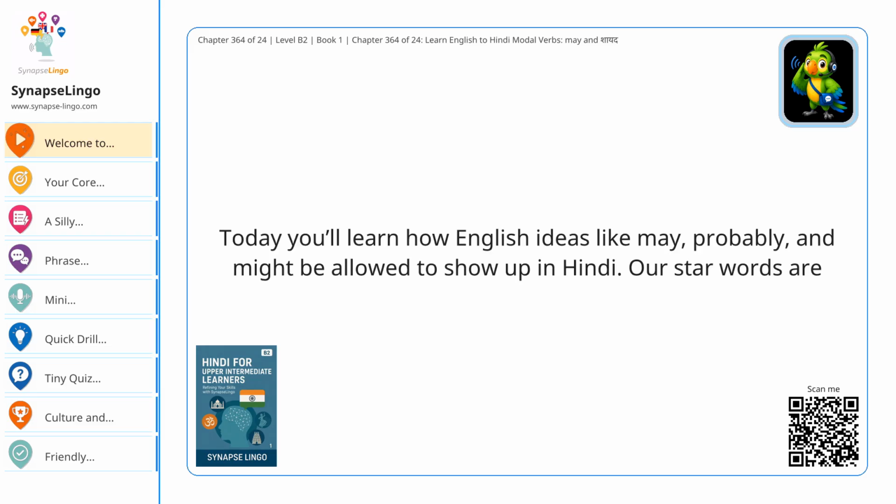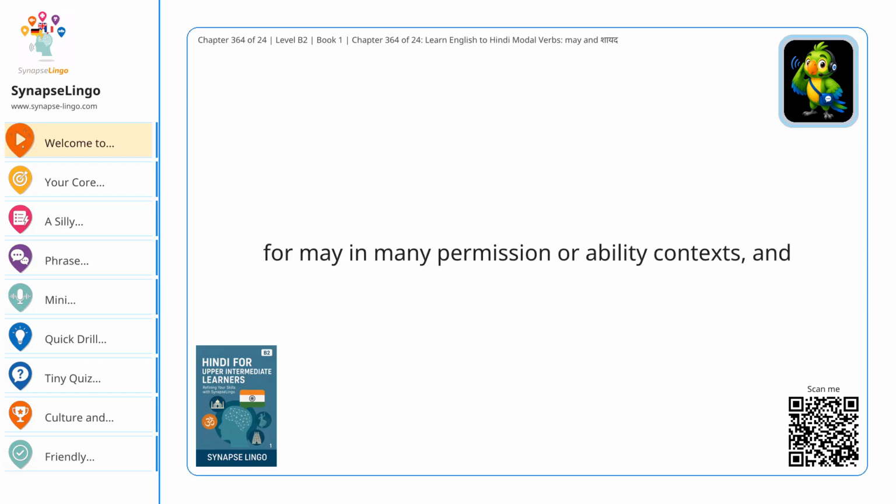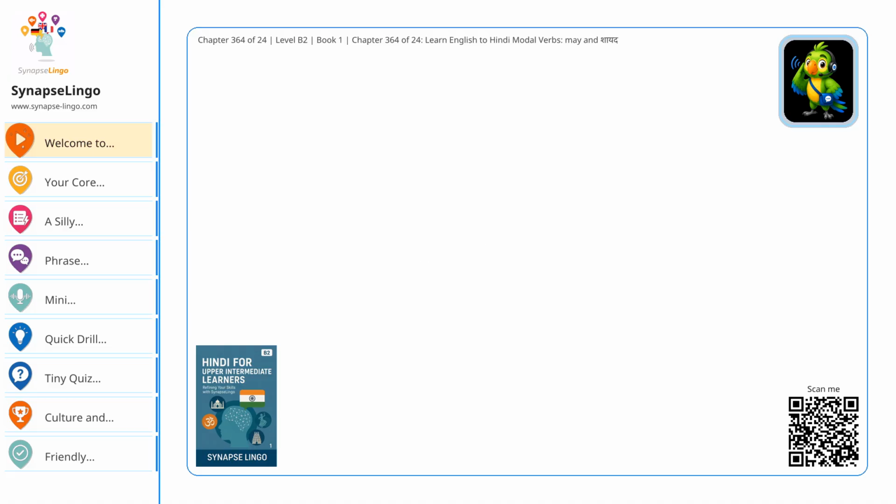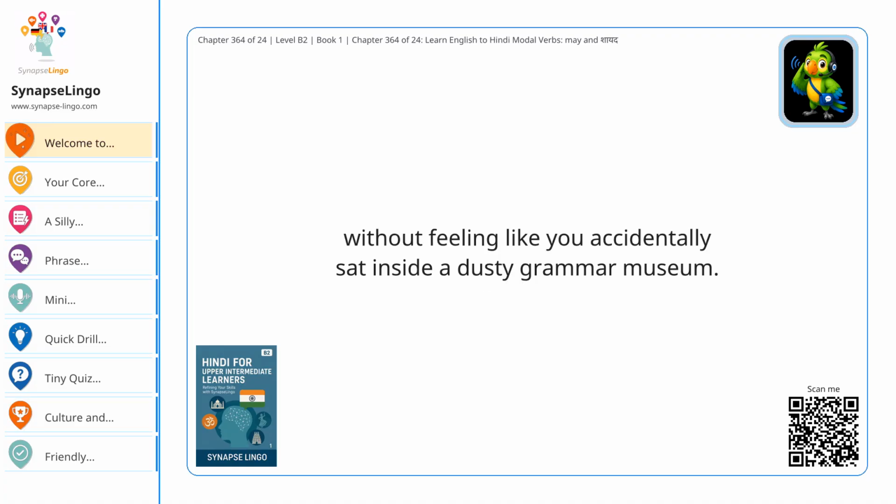Today you'll learn how English ideas like may, probably, and might be allowed to show up in Hindi. Our star words are saknā, for may in many permission or ability contexts, and शायद, for probably or maybe. By the end, you'll hear phrases like अनुमति हो सकती थी, तुम्हें अनुमति होगी, उसे शायद अनुमति है, शायद वो करेगी, हम शायद कर सके, तुम लोग शायद कर सको, and वे शायद कर सकते हैं, without feeling like you accidentally sat inside a dusty grammar museum.